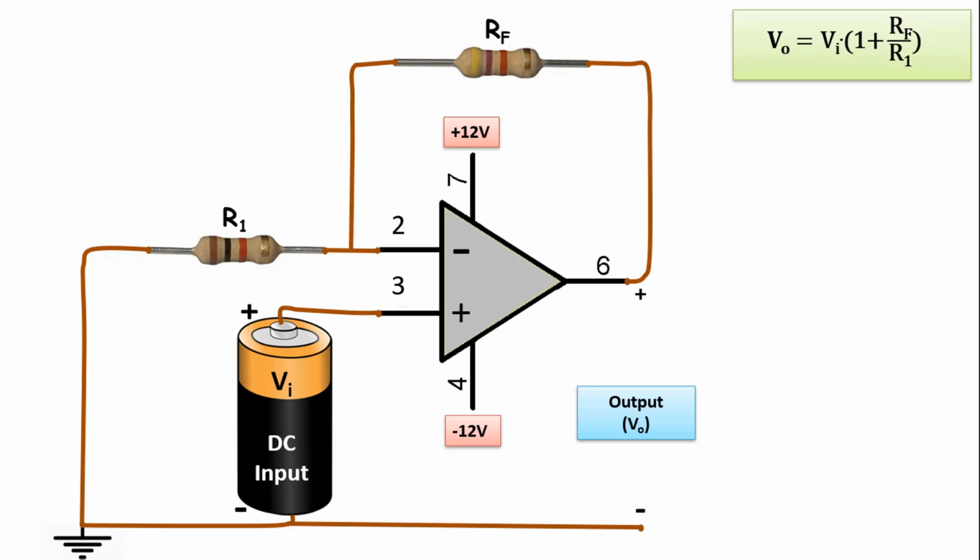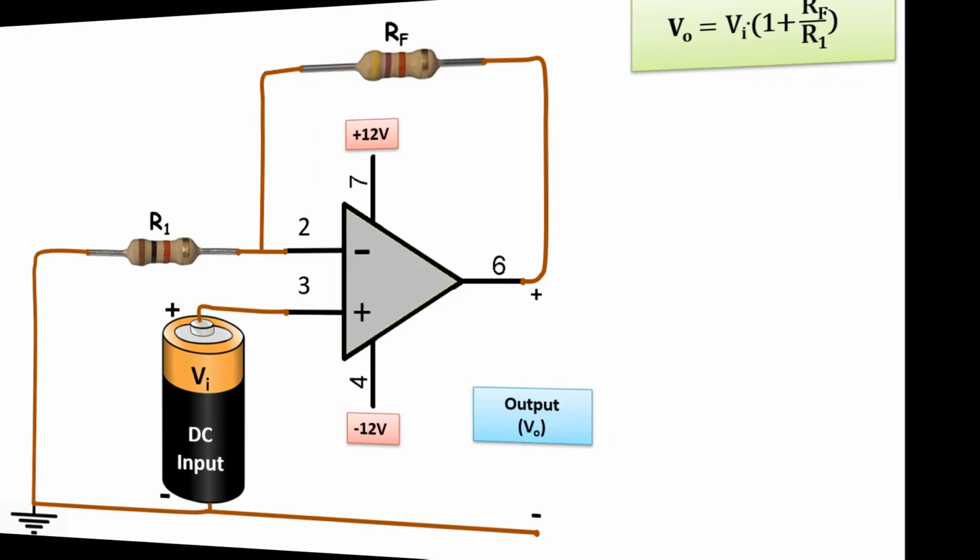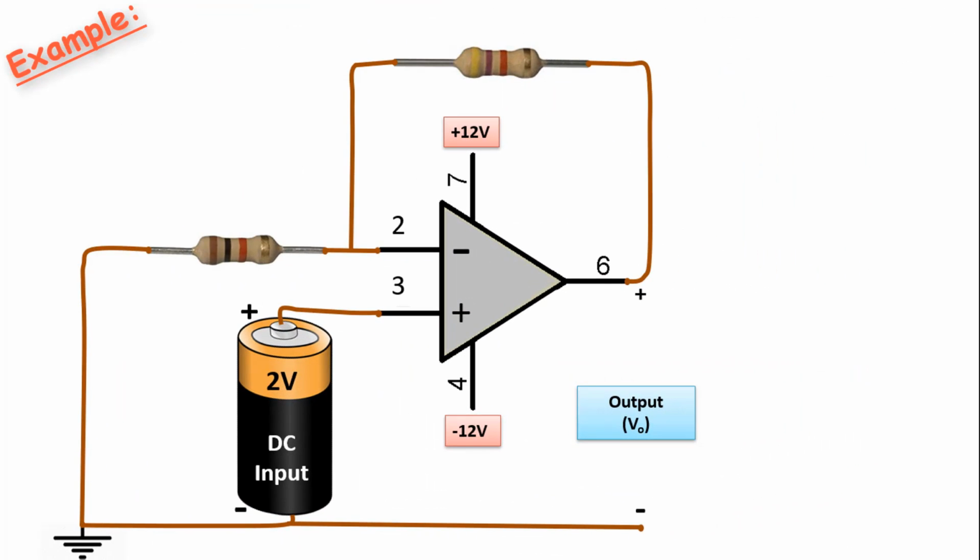If we show the input value with Vi and the output value with Vo, Vo equals Vi times 1 plus Rf over R1. If you wish, you can look at how it is found later. We can better understand what we are saying by solving an example.